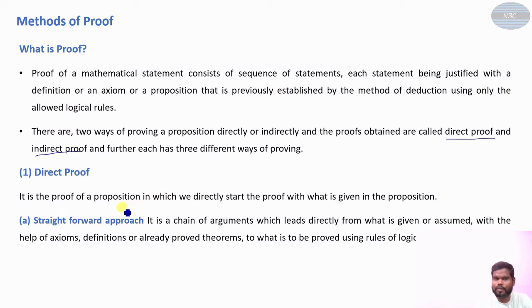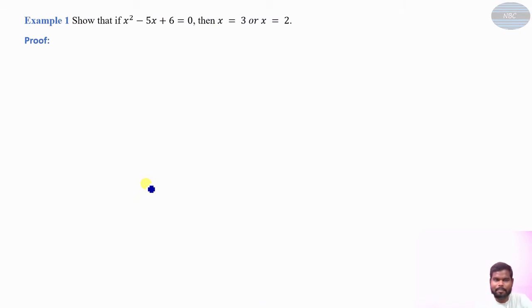In a direct proof there are three different ways to prove a mathematical statement, and the first way is the straightforward approach. It is a chain of arguments which leads directly from what is given or assumed, with the help of axioms, definitions, or already proved theorems, to what is to be proved, using rules of logic. In the straightforward approach, we have a chain of arguments: from one argument we deduce another argument, and in this way we finally approach the mathematical statement that is to be proved.